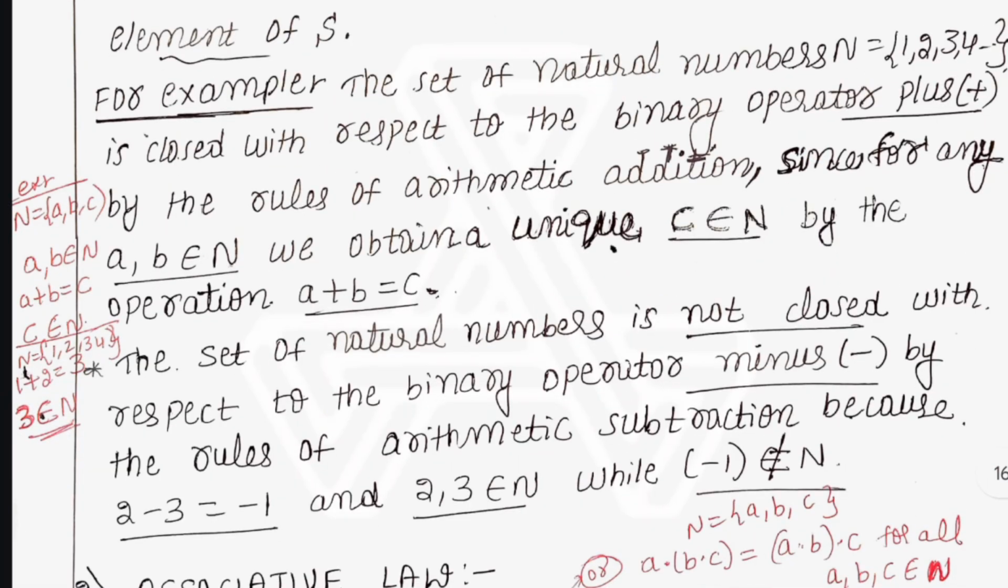The set of natural numbers is not closed with respect to the binary operator minus by the rules of arithmetic subtraction, because 2 minus 3 is minus 1, and 2, 3 belong to N, but minus 1 doesn't belong to N.